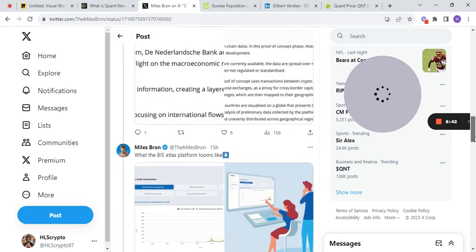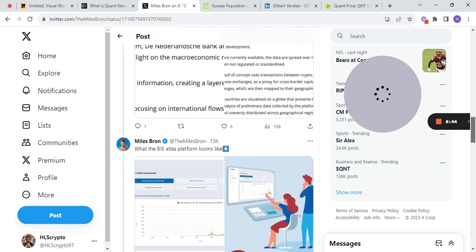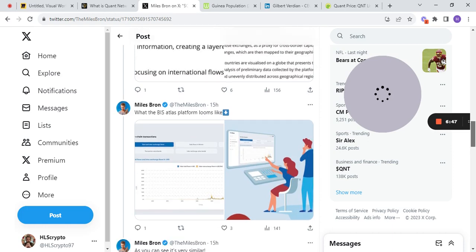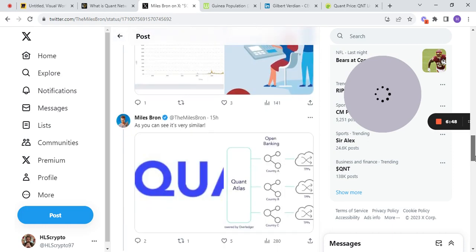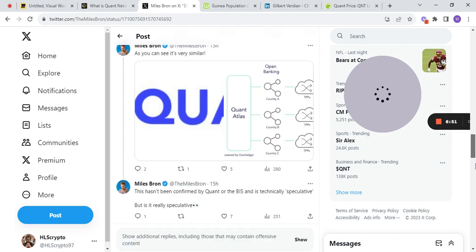What does the Bank of International Settlements Atlas platform look like? Well, you can see it there being used. And as you can see, it's very similar. This hasn't been confirmed by Quant or the Bank of International Settlements and is technically speculative. But is it really speculative? Now, this is the thing. I think Quant's going to do big things.